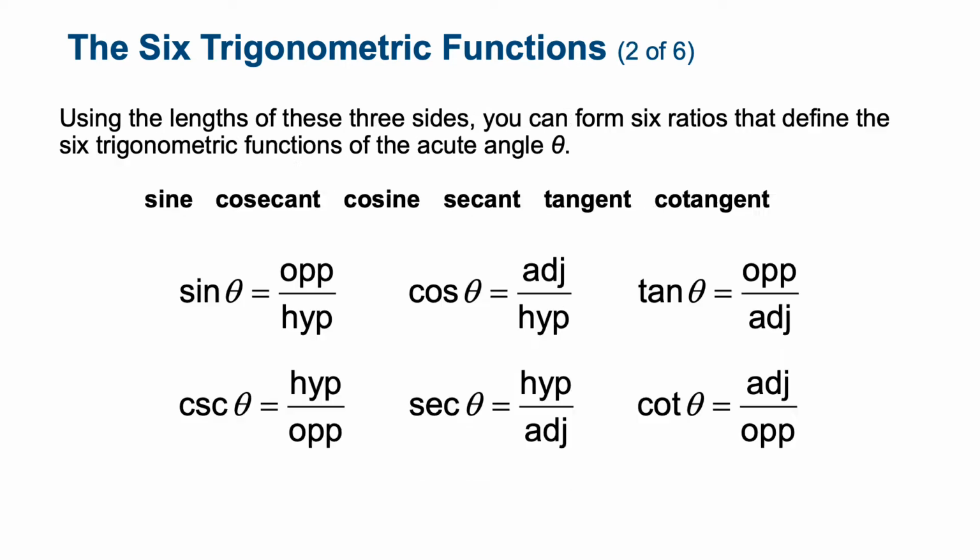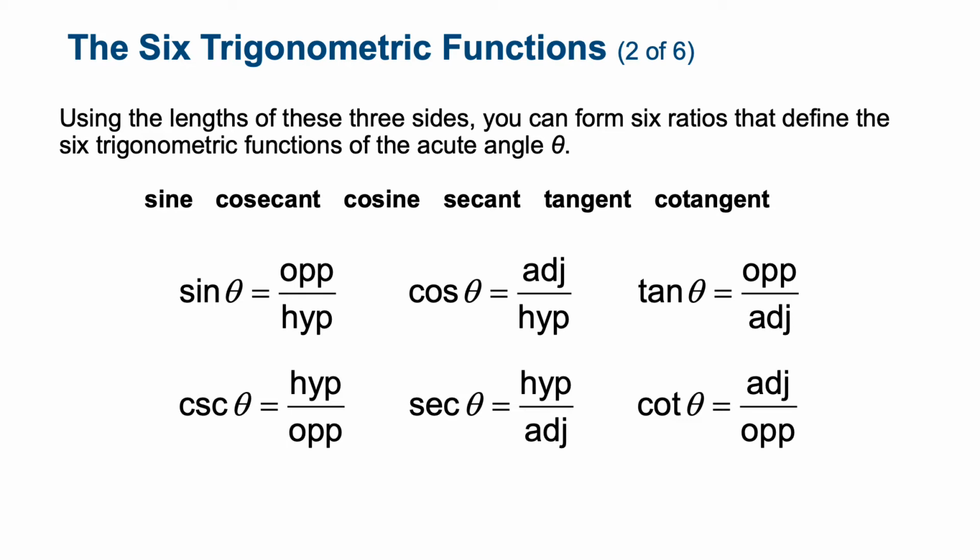Now, see how we have the 3 sides? We form 6 ratios. We have sine of theta is opposite over hypotenuse, cosine is adjacent over hypotenuse, tangent is opposite over adjacent, and then cosecant is just the reciprocal of sine. Secant is the reciprocal of cosine, and cotangent is the reciprocal of tangent. So if you know the first 3, you actually know all 6.